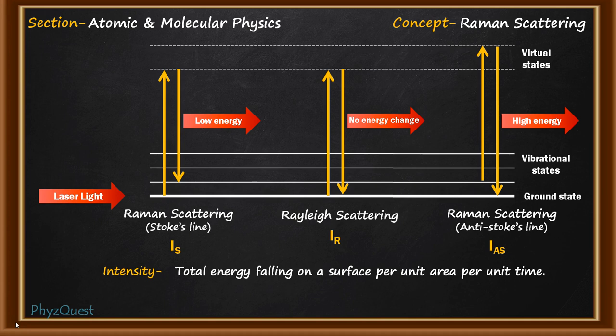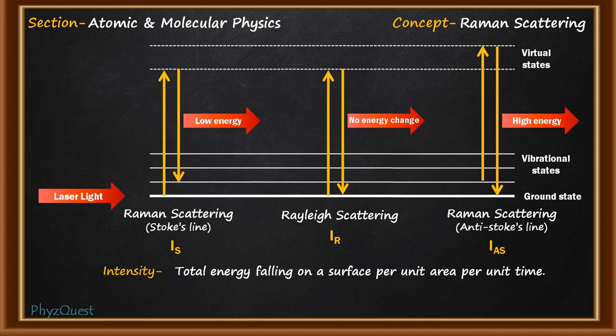In case of Rayleigh scattering, the electron gets excited from the ground state and comes back to its original state. So there is no involvement of any higher vibrational level. Therefore this is the most common type of scattering that can occur, and the intensity of the Rayleigh scattering line will be the most.